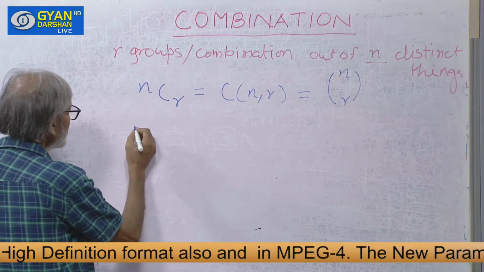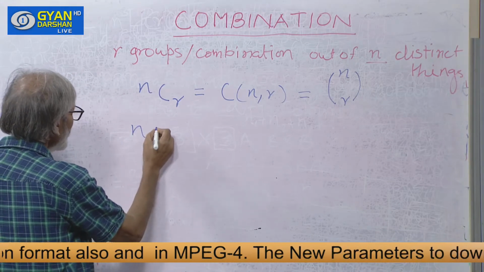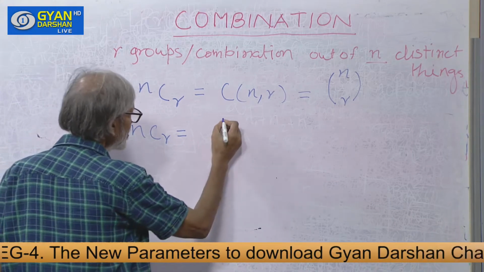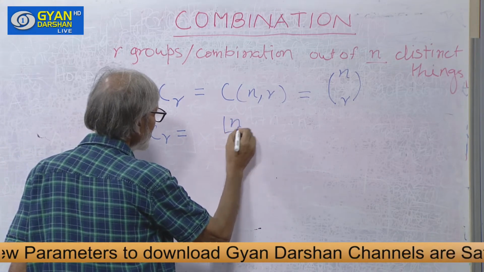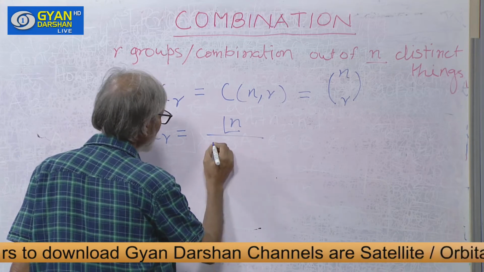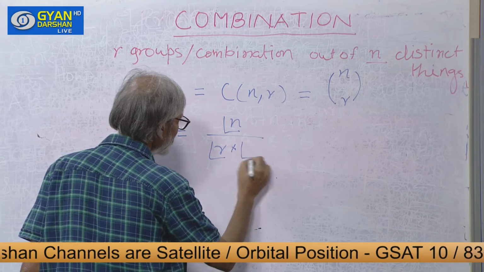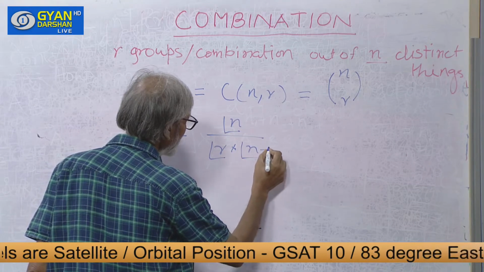So, the formula for nCr is factorial n divided by factorial r into factorial n minus r.